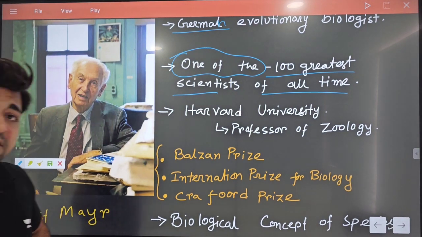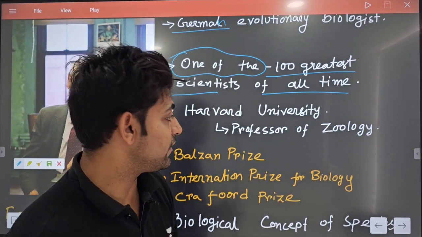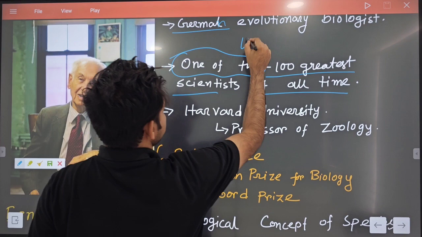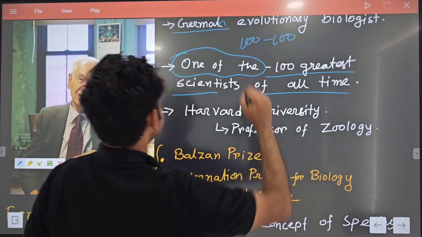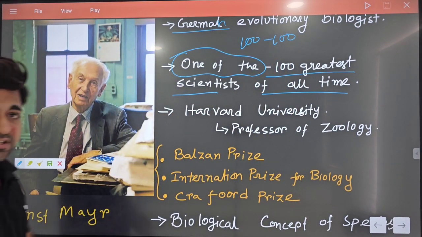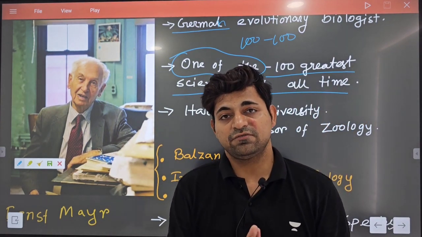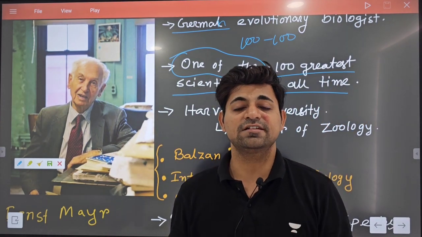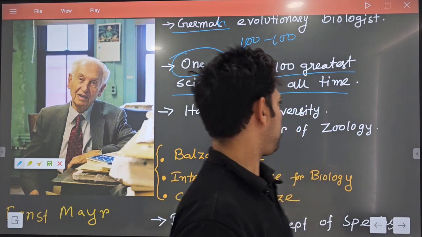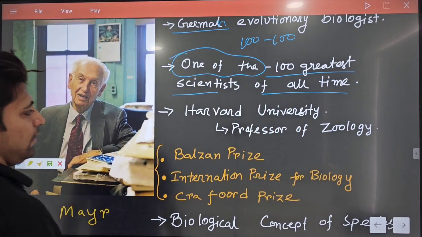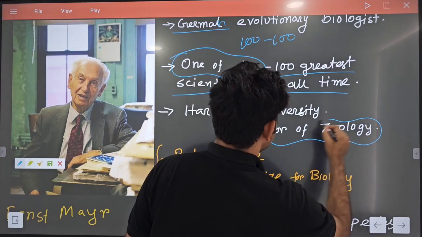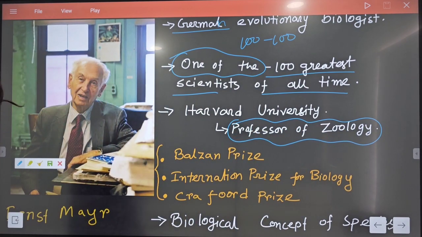There is one more relationship with 100 in his life. I call it 100 100. His lifespan was 100 great years, 1904 to 2004. He was a professor of zoology.